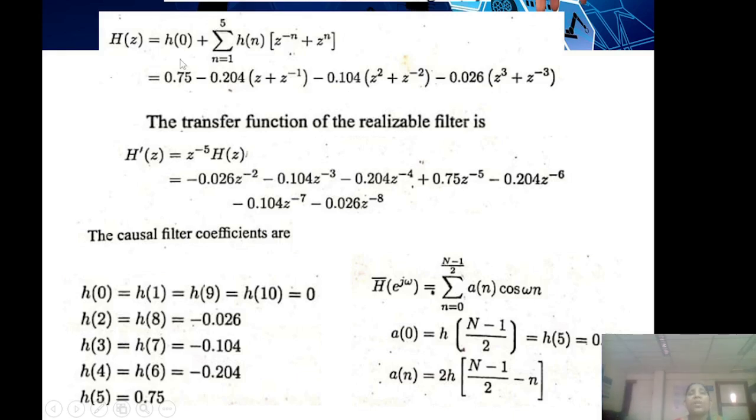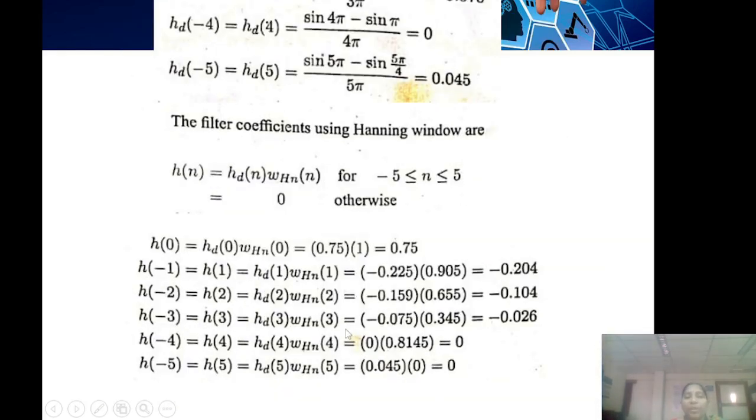The next step, you have to apply in the transfer function of the filter. The transfer function of the filter formula is H of z equal to h of 0 plus summation n equal to 1 to 5 h of n into z power minus n plus z power n. So in this place you have to substitute the n value from 1 to 5. Here we know that for h of 4 and 5 it is 0. Remaining we have the values here.